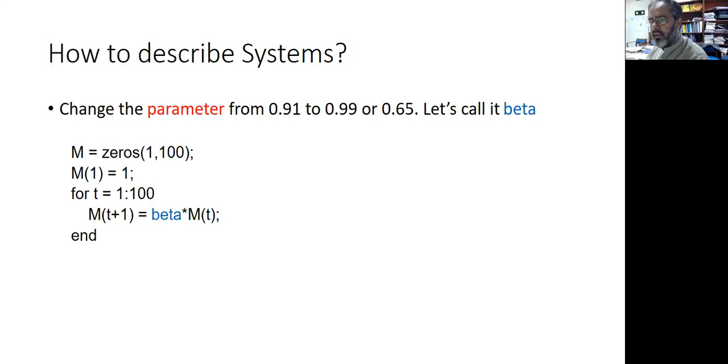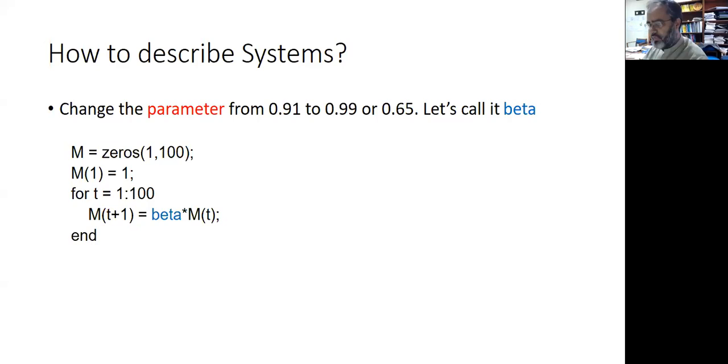If I want to classify them, this is system one, system two, system three. Instead of calling them 1, 2, 3 or ABC, this parameter is its name. That's its label. We can call it beta, if you need a fancy Greek variable, but you can call it something else as well. So if beta is equal to 0.91, we'll have one sequence of numbers, with 0.99 another, and with 0.65 a third, and so on.